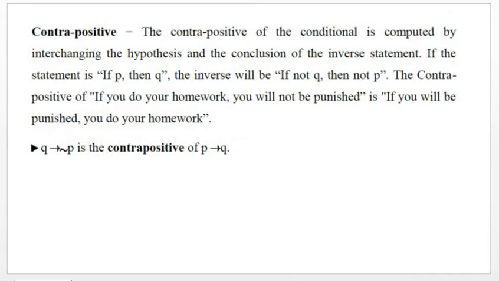Contrapositive. The contrapositive of the conditional proposition is obtained by interchanging the hypothesis and conclusion of the inverse statement. If the statement is if P then Q, the contrapositive will be if not Q then not P. The contrapositive of if you do your homework then you will not be punished is if you will be punished then you do not do your homework. That is, the contrapositive of P implies Q is negation Q implies negation P.